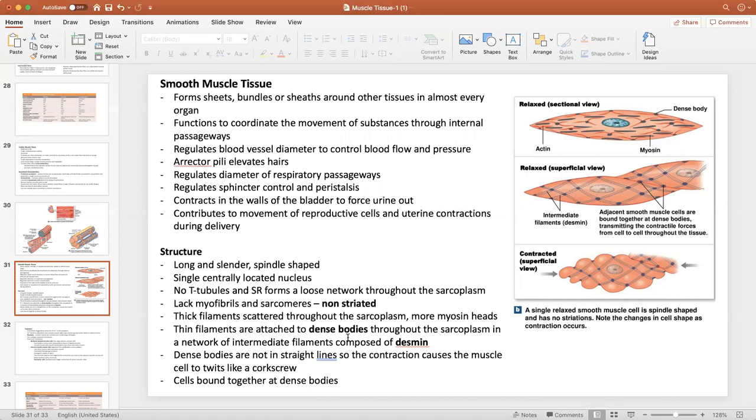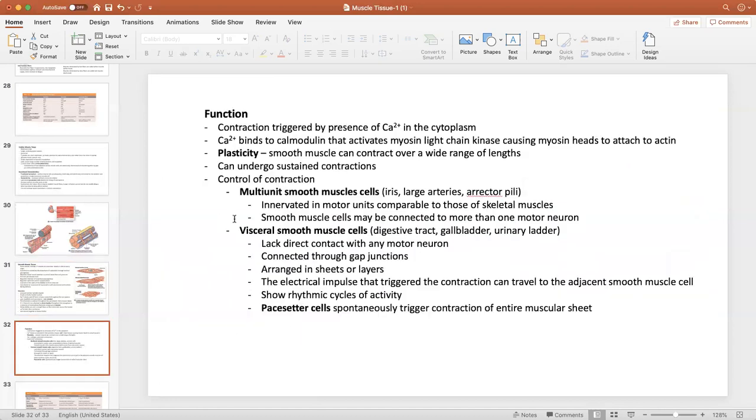So as the muscle contracts, as the myosin heads act on the actin, the cell basically corkscrews shorter. It doesn't just slide. We don't have that sliding filament theory like with skeletal muscle. This one instead just twists and corkscrews tighter. So we have a different mode of contraction since we don't have these sarcomeres.